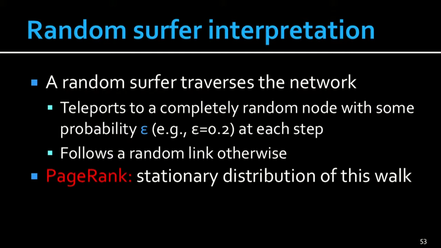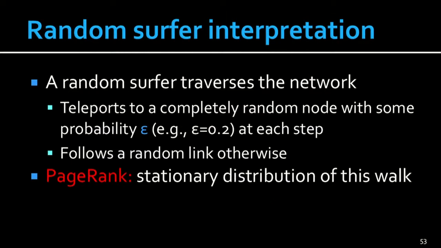There is a random surfer interpretation for PageRank. The random surfer is a guy who is walking on the network in a specific way: at each step, with probability epsilon, which is like 0.15 or 0.2, he jumps to a completely random node in the network. But if he doesn't jump to a random node, then he just picks a uniformly random outgoing link from the node he's currently on.